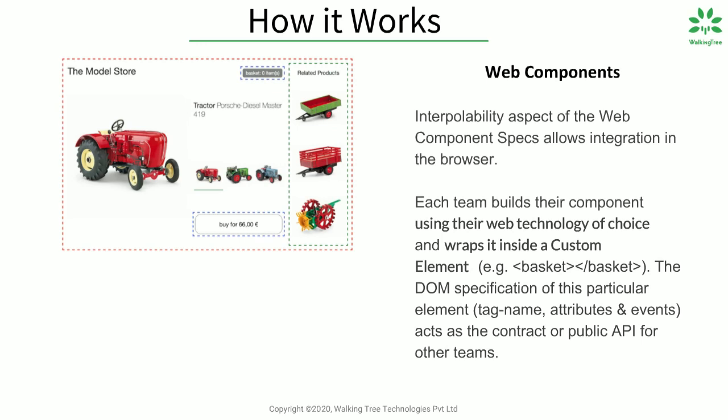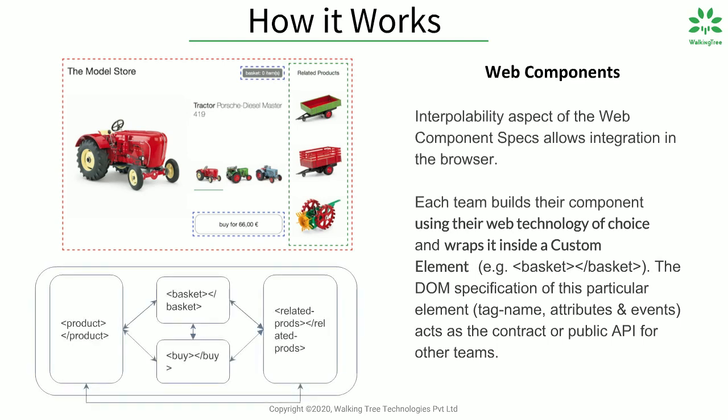As we know, when there are multiple modules, there should be a contract. In the case of microservices, the HTTP protocol and the API documentation that we publish, like WSDL, would act as a contract between the multiple services to get and push the data. Similarly, these attributes and events here would become a public API, or a contract, to communicate between the multiple web components.